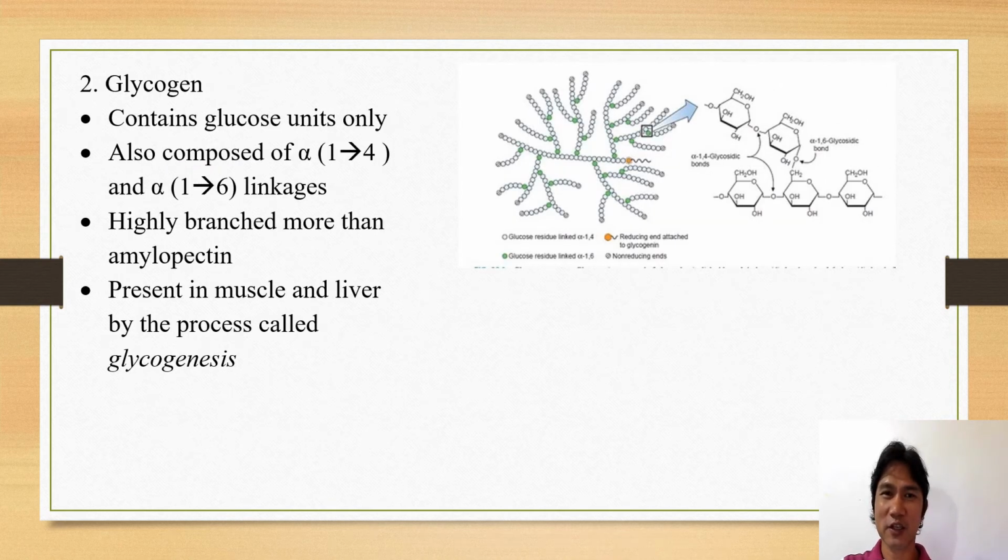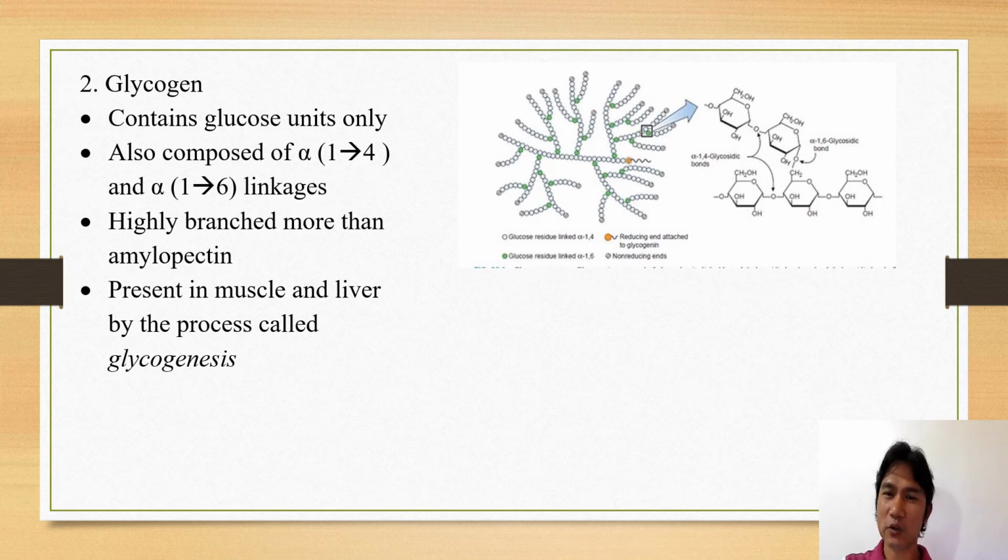Another polysaccharide is glycogen. Glycogen is also a storage polymer. But this time, glycogen is also produced and stored in the muscle and in the liver. So we can store glycogen. So after a meal, the glucose that is not used will be temporarily stored as glycogen.